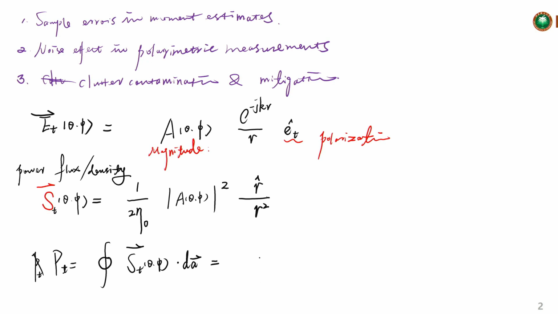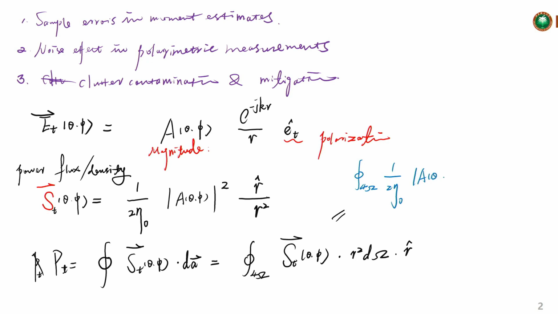the area of the solid angle, so it can be expressed as the integral over 4π of the solid angle S_T(θ, φ) times r square, right? The dΩ, and its direction is along the r direction also. So then it can be further expressed as a form like this term as 1 over 2η_0 A(θ, φ) square dΩ. Right, so this is the expressions for the transmitted power, like this one.